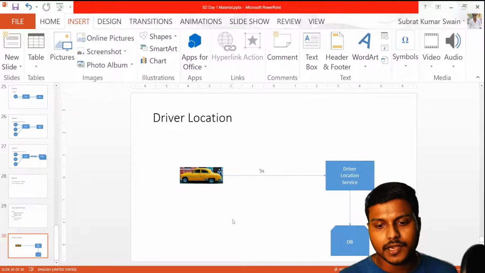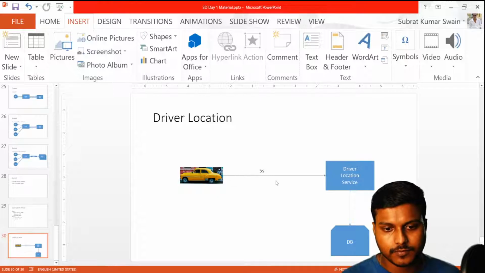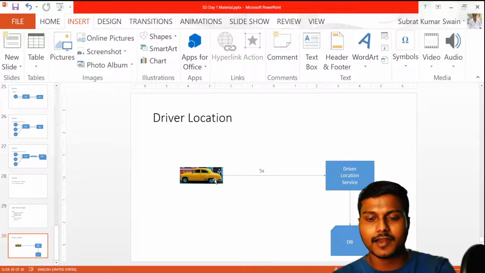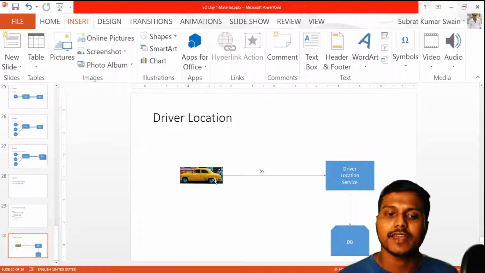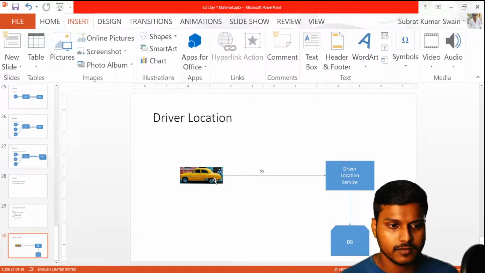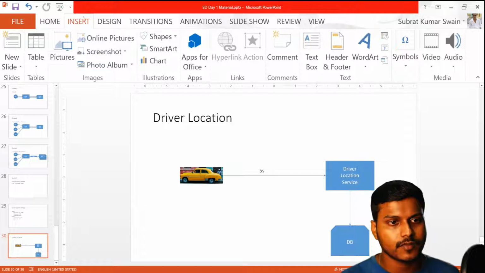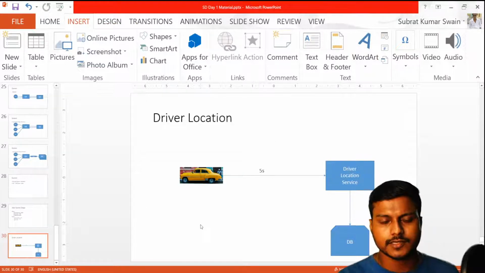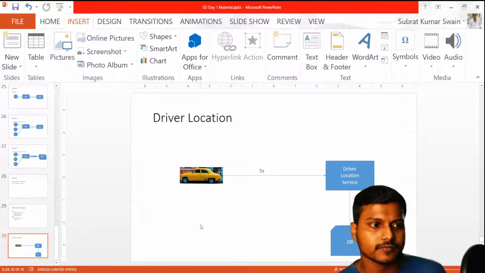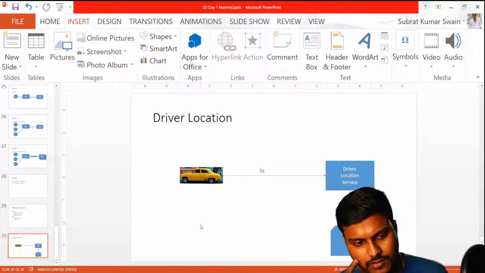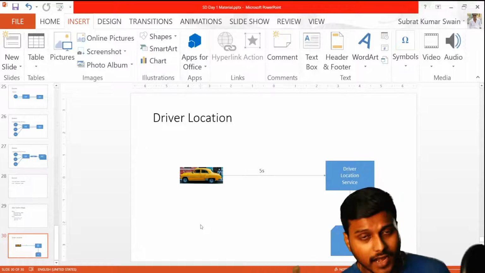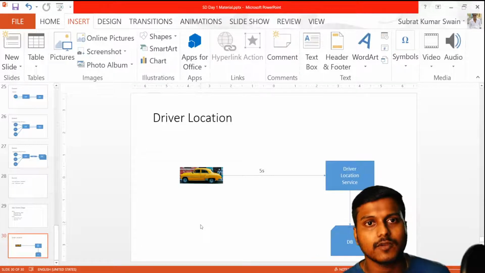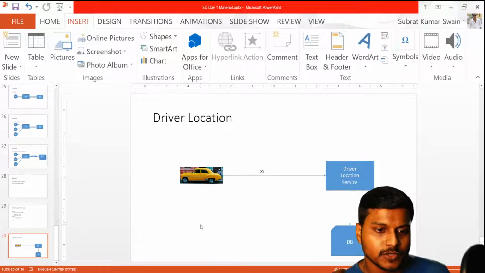Okay, now we have to think about the communication between the driver and the driver location service, what kind of protocol we would use. There are various options: we have gRPC, we have GraphQL, we have REST, we have WebSocket, we have UDP. So which one should we go for?